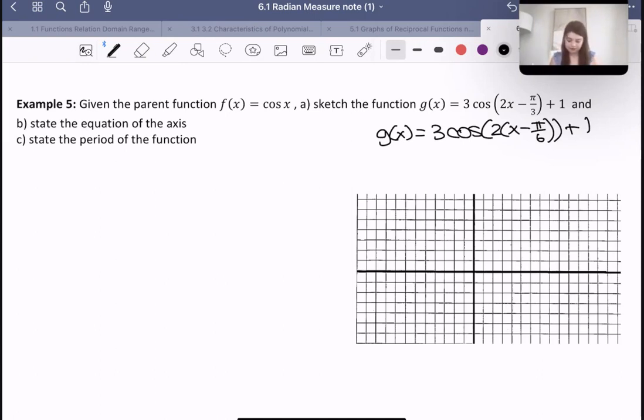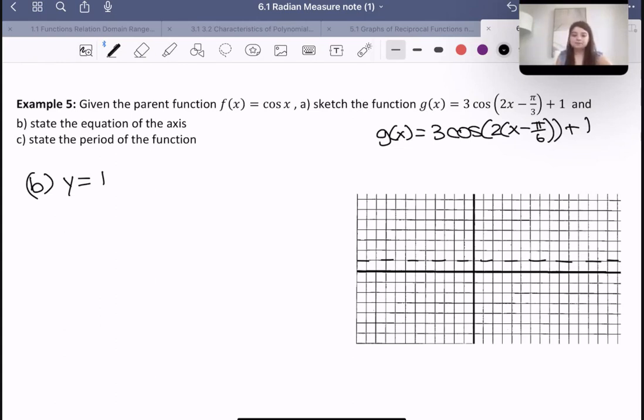Very good. Okay, so now let's state the equation of the axis. I see a plus 1 at the end, so that means y equals 1 must be my equation of the axis. And while we're at it, I'm going to draw a dotted line there to remind ourselves that's our equation of the axis.